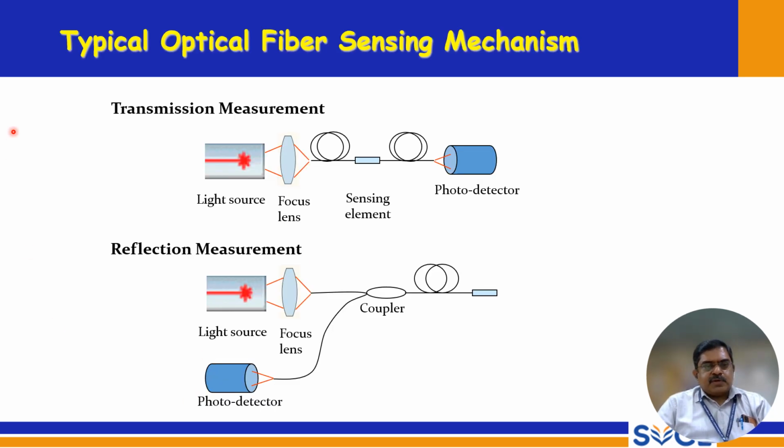So, a typical optical fiber sensing mechanism. Here this is the light source, and this is the focal length. For transmission measurement, there is the sensing element, where these fringes are formed, and this is the photo detector. For reflection measurement, the light source, focal length and the coupler are used, and the reflected light is detected by the photo detector. So this is reflection measurement.